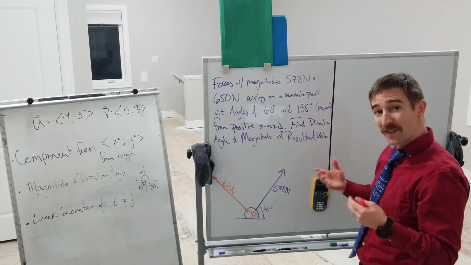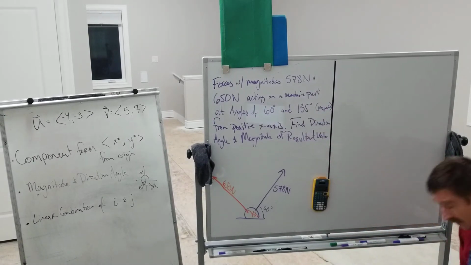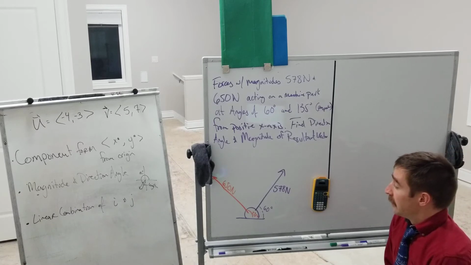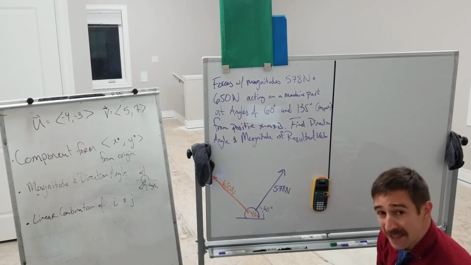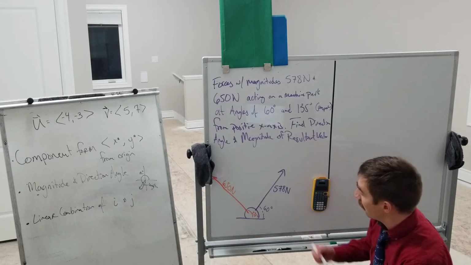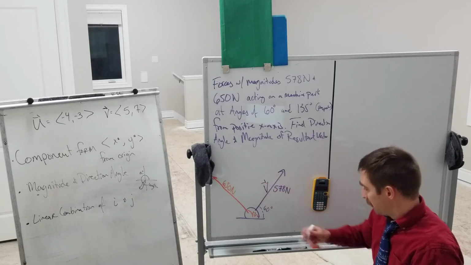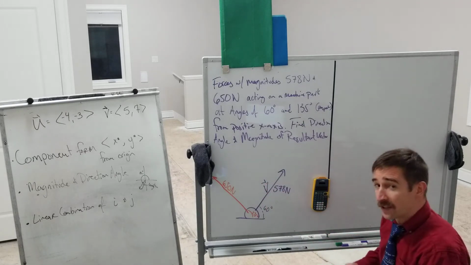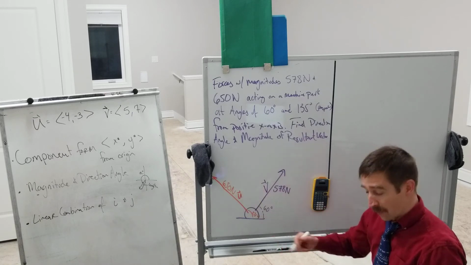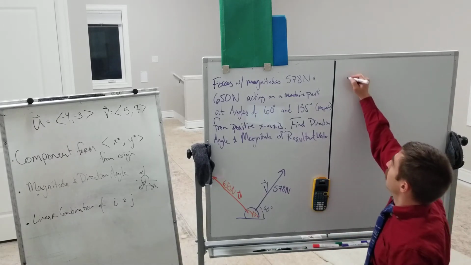So let's see what the resultant force is. The way to do this is we've got to add these vectors together to get the resultant force. To add them together, it's going to be easiest to put them in component form. So I'm going to take the purple vector and call it V. Why not? And I'm going to take the orange vector and call it U. So I'm going to find the component form for vector V.